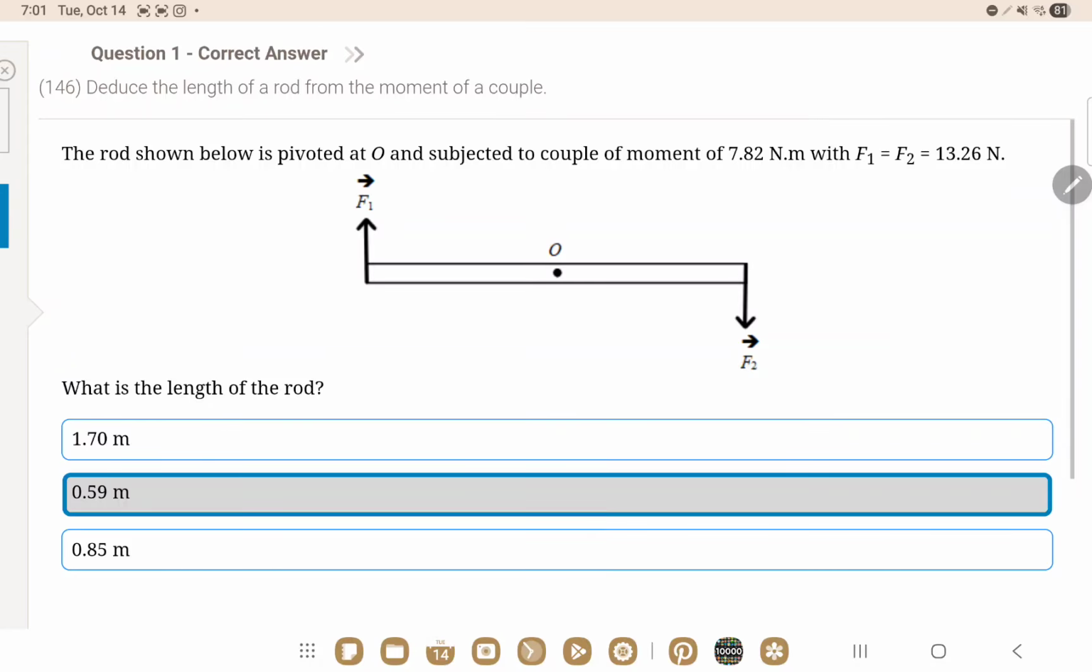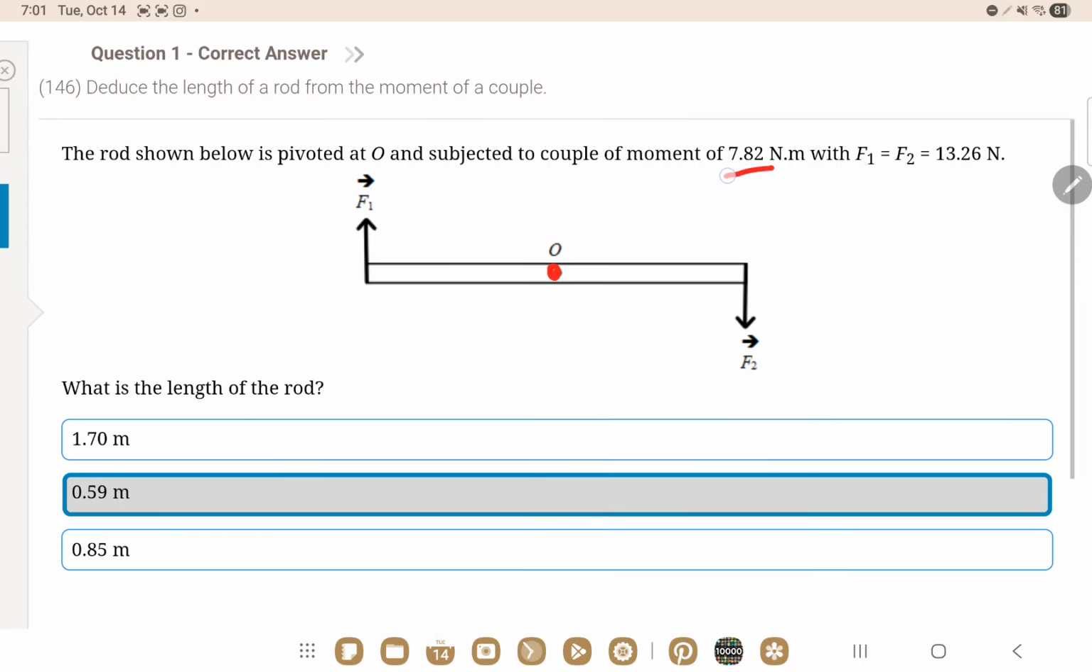Anyways, this week's quiz is really easy, and it's all about very simple moments and what we already took in the periodic about light and diffraction. Anyways, let's begin. The rod shown below is pivoted at O, so O is our pivot, and it's subjected to a couple of moments.